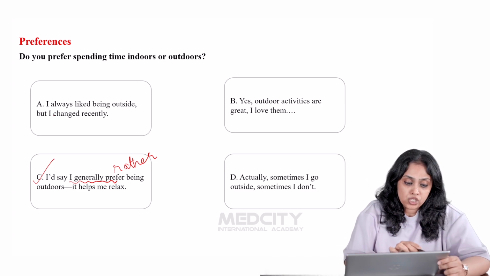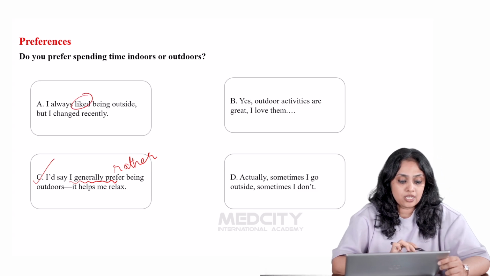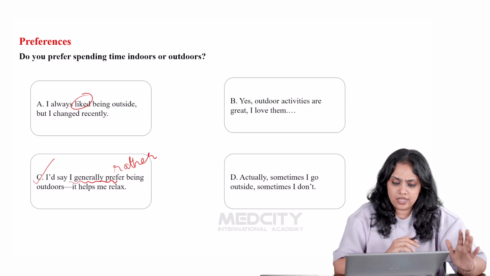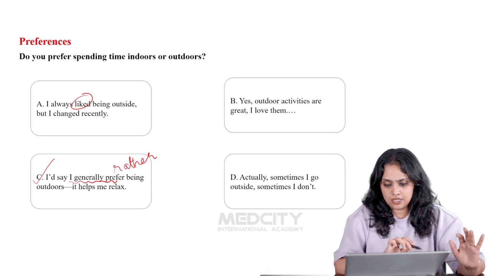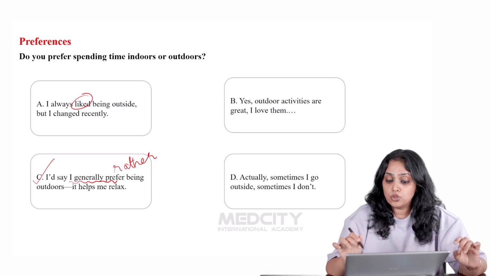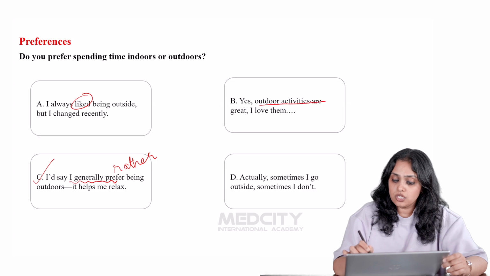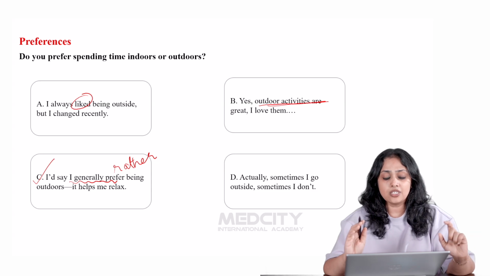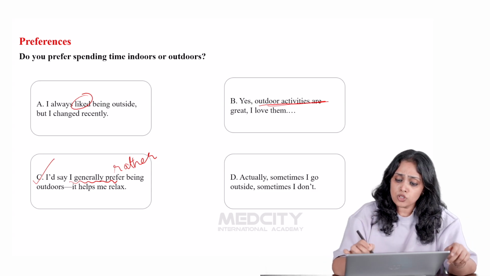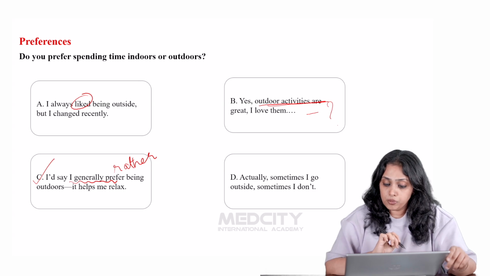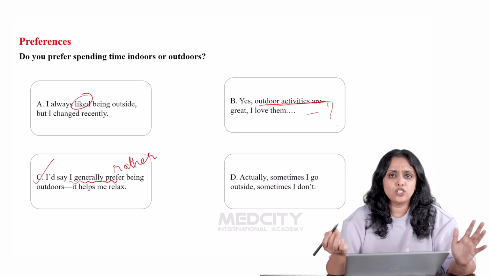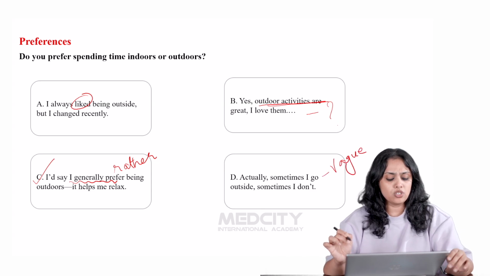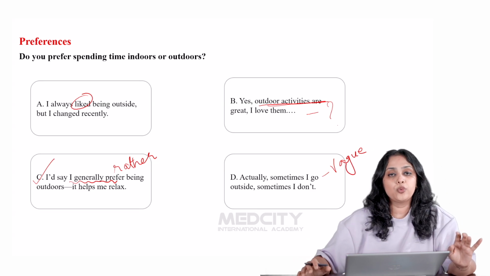When it comes to option A, I always liked being outside, but I changed recently. You are making an unnecessary reference to the past, which is in no way required. So that option cannot be considered. Then option B, yes, outdoor activities are great. I love them. So you're just focusing on outdoor activities. You're directly saying, generally you're talking about outdoor activities without stating your preference. So here the preference is missing. Then option D, actually sometimes I go outside, sometimes I don't. So there also the answer is not quite clear. You've given kind of vague response. So for these reasons, the best fit would be option C.